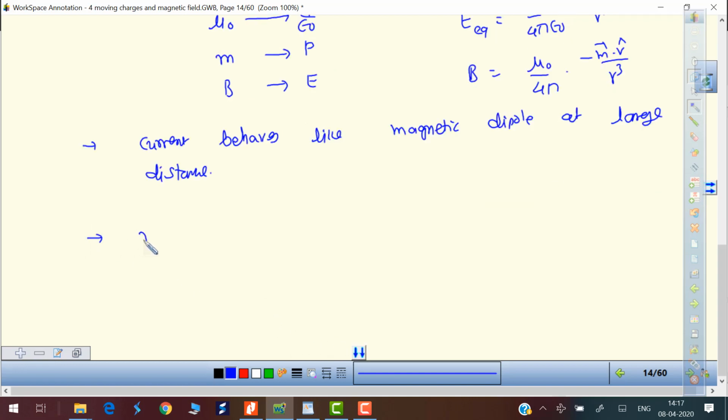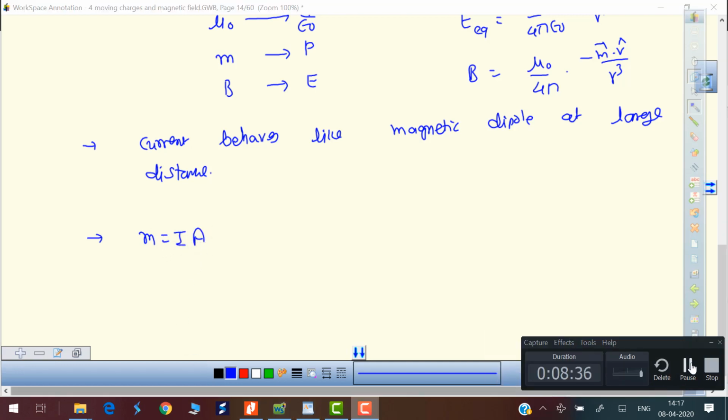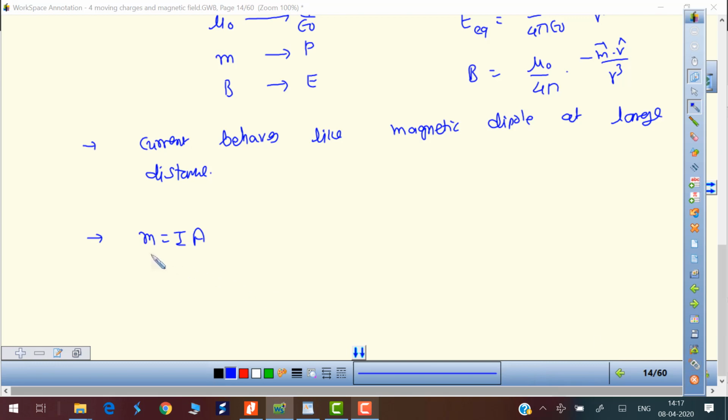So what is the magnetic moment? M is equal to I A. So we can say that a current loop can be used as a magnetic dipole. And this is the magnetic dipole moment M. So current loop can be used as a magnetic dipole.